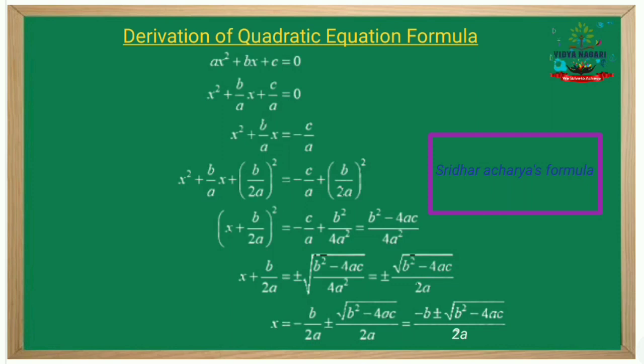So the solution is x equals to minus b by 2a plus minus root over b square minus 4ac by 2a, equals to minus b plus minus root over b square minus 4ac by 2a. This is our required solution.